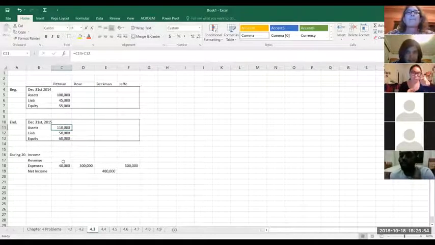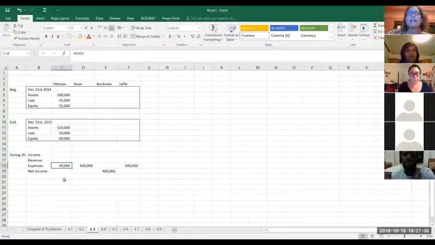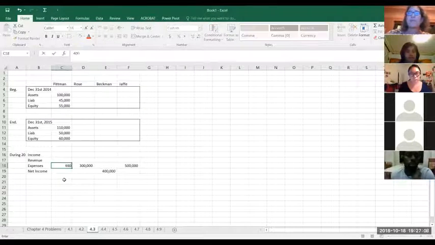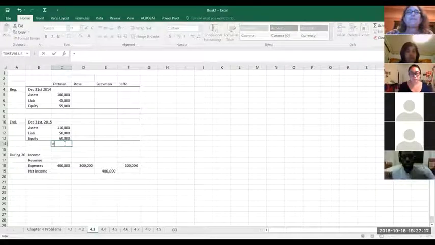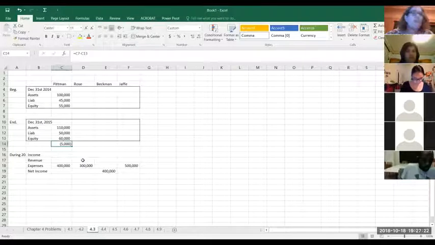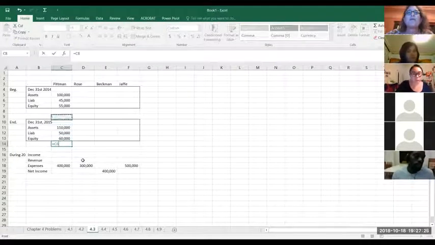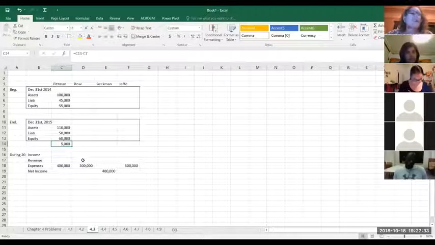Everybody get that? Okay. Now, in this example, total expenses are, instead of four, I meant to say 400. So if total expenses are 400, we know that our equity changed by how much? It went up by how much? 5,000. 60 minus 55 is 5,000. It went up by 5,000. So our equity changed by 5,000.